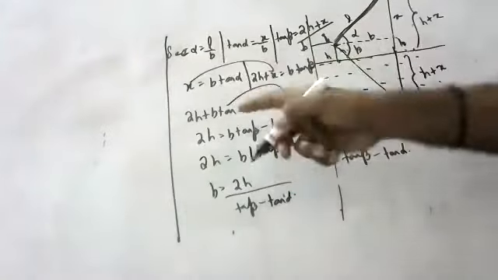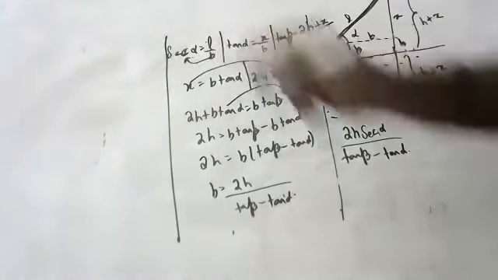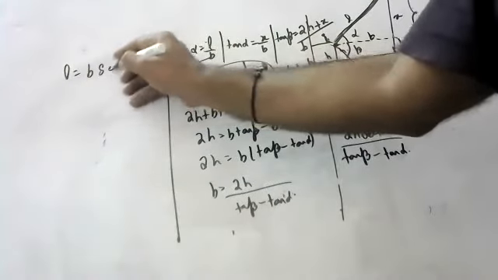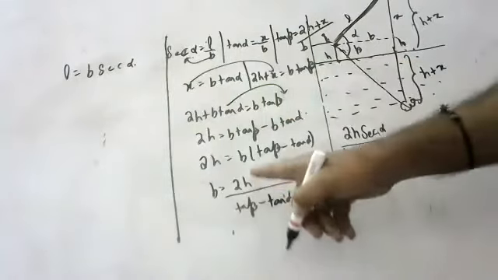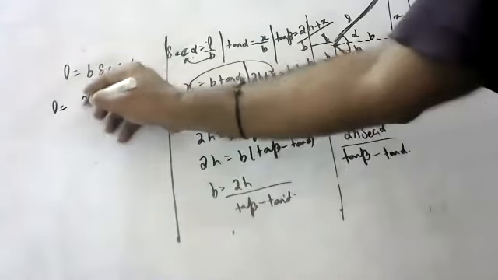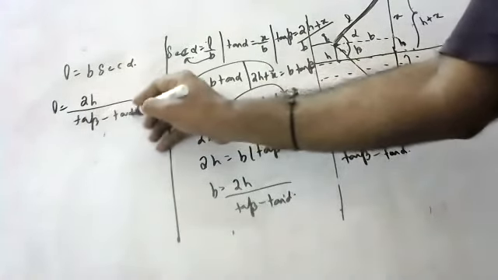But what we want, children? L. What can we write for L? L is equal to b secant alpha. What is b we got, children? b is 2h by (tan beta minus tan alpha), into secant alpha.